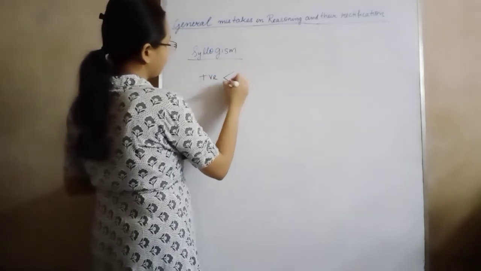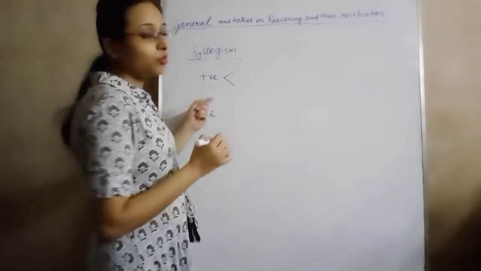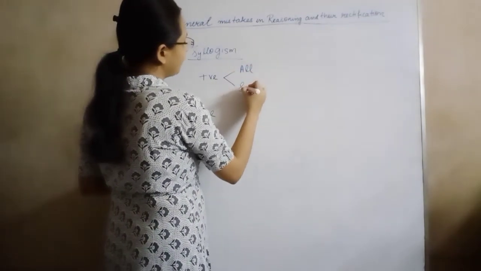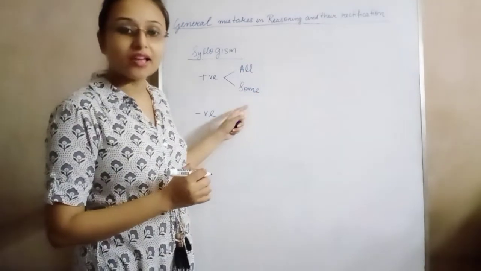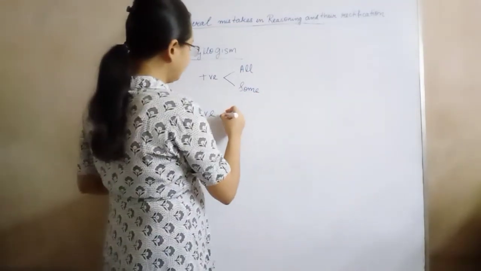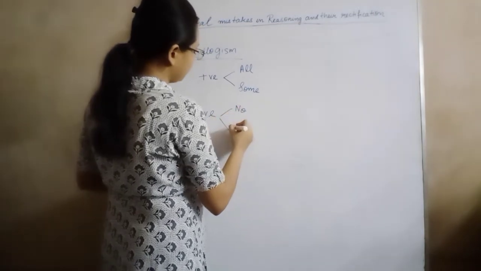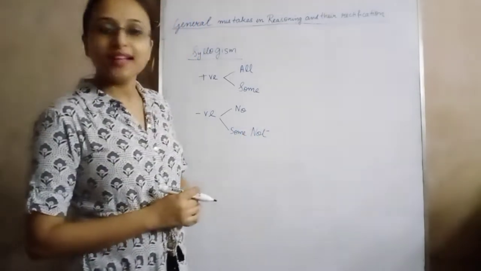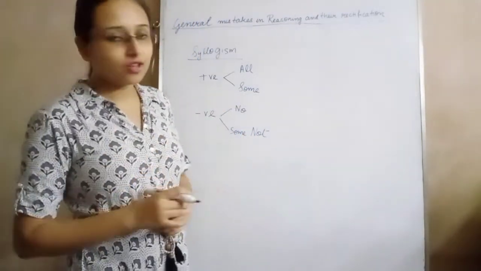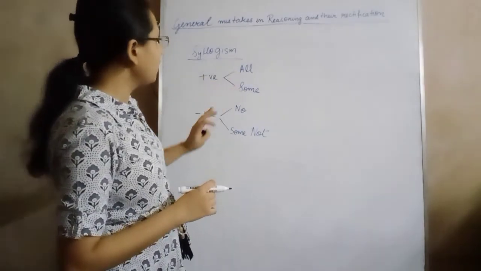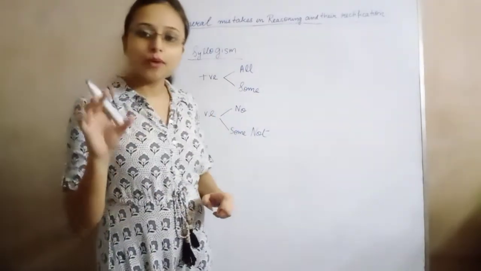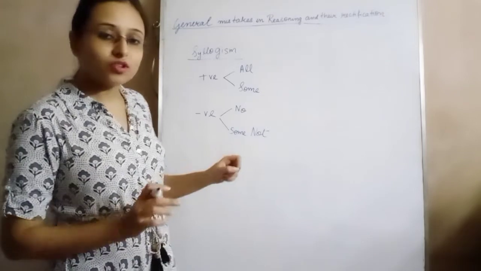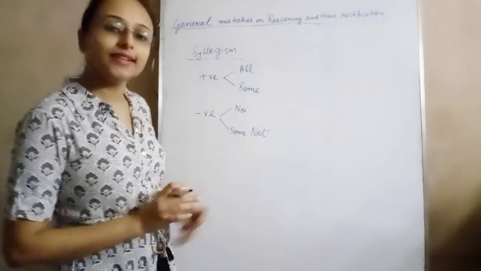Positive में आएगा all and some. Negative में आएगा no and some not. This is a basic trick that you should remember. Positive में all and some, negative में no and some not. If in the question you see that it is mentioned all, then you understand it is positive. If in the question it is mentioned no, then you will understand it is negative.